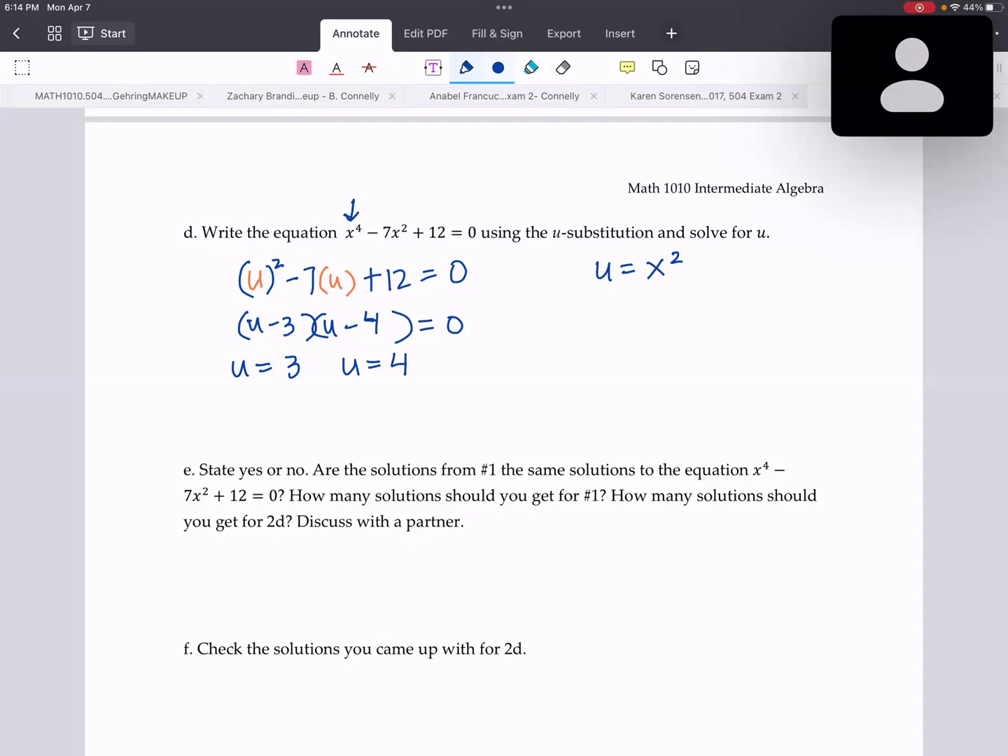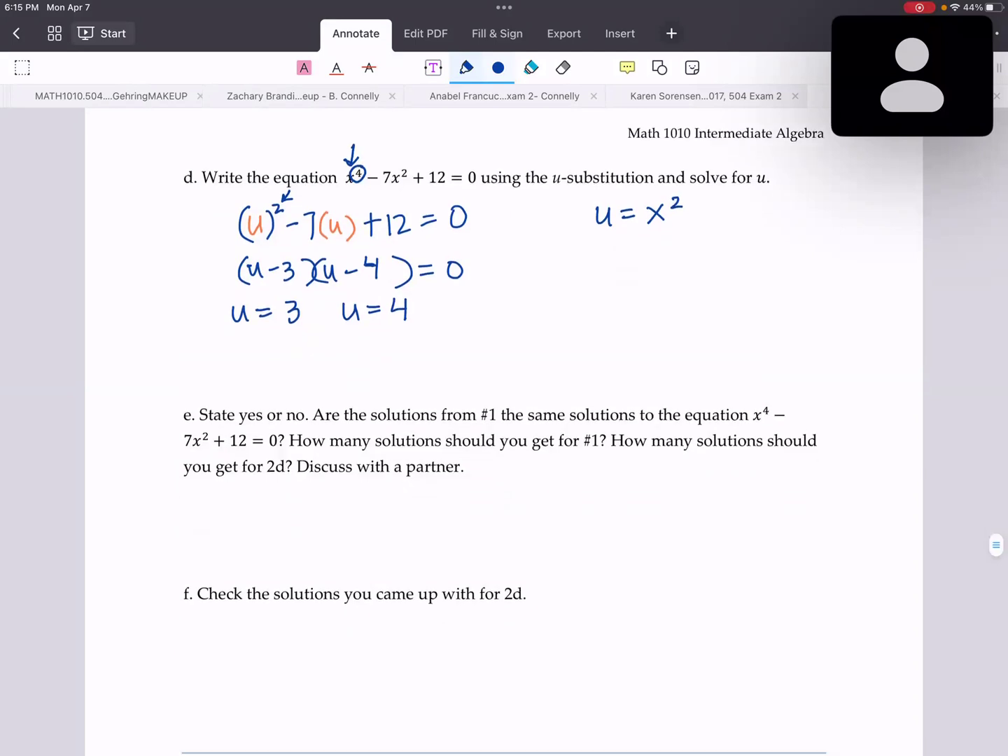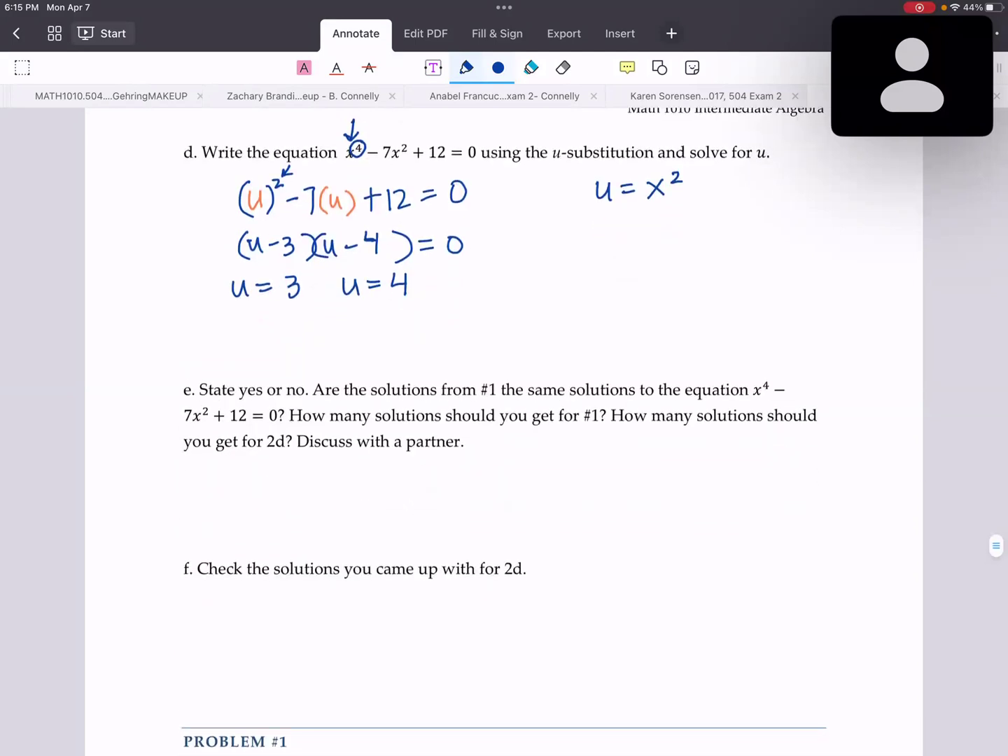So if we look at this, the solutions from number 1, the same solutions to equations of this, right? Well, they both came out to be 3 and 4. And we already kind of talked about we should get 2 solutions because that highest exponent is a 2. However, for this next one, since our highest exponent is 4, we should get 4 solutions. Okay? So now let's go ahead and put that x squared back in and see what you come up with here.